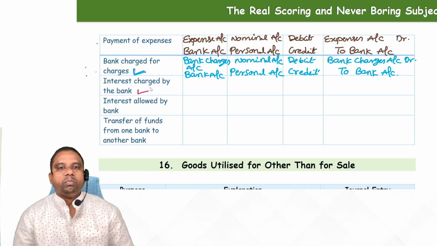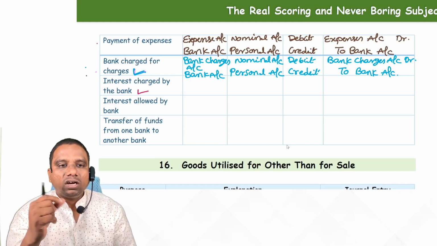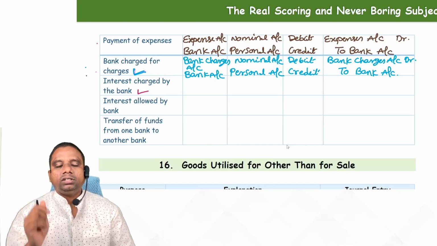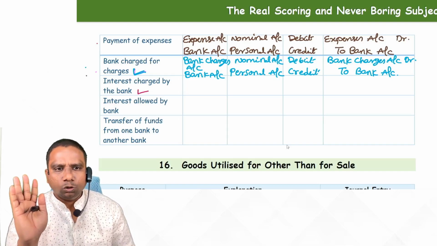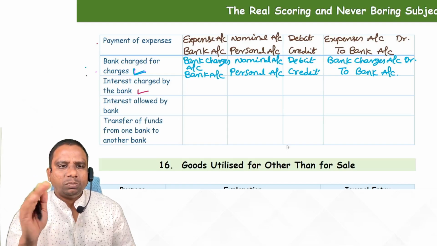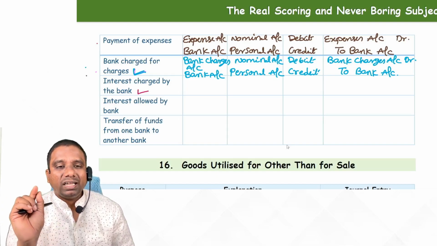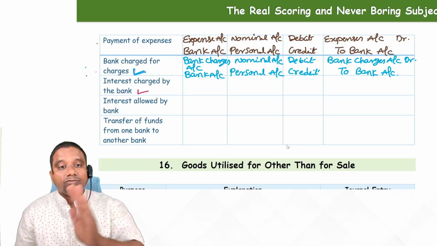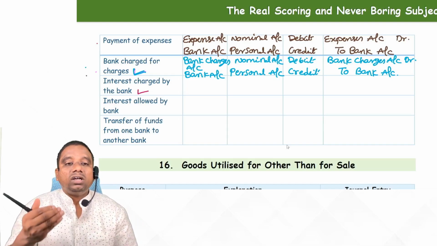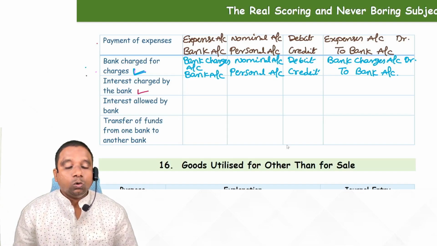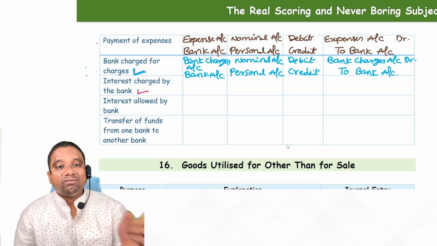Next, interest charged by bank. Sometimes we get some overdraft facility from the bank. Suppose I have 1,000 rupees in my bank. How much can I withdraw? 1,000 rupees. If I want to withdraw 10,000 rupees, is it possible? As an individual, it may not be possible, but for businesses it may be possible. A business may request the bank to allow an overdrawn facility, that is, an overdraft facility.